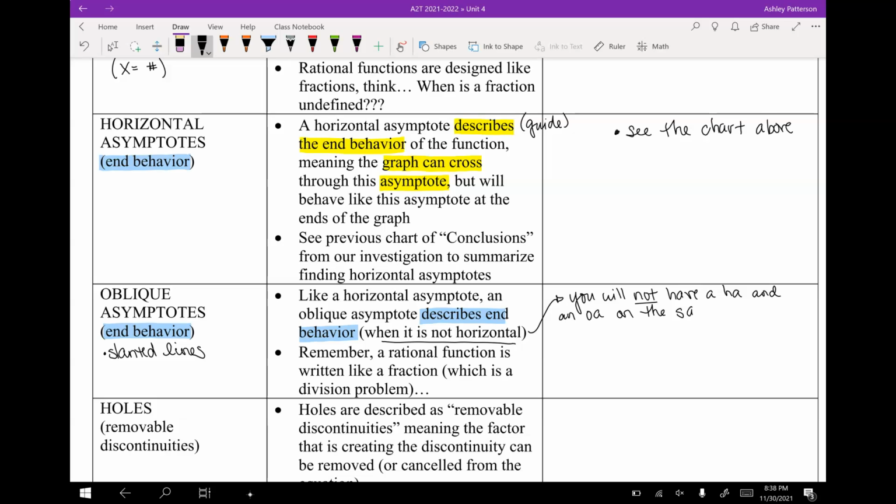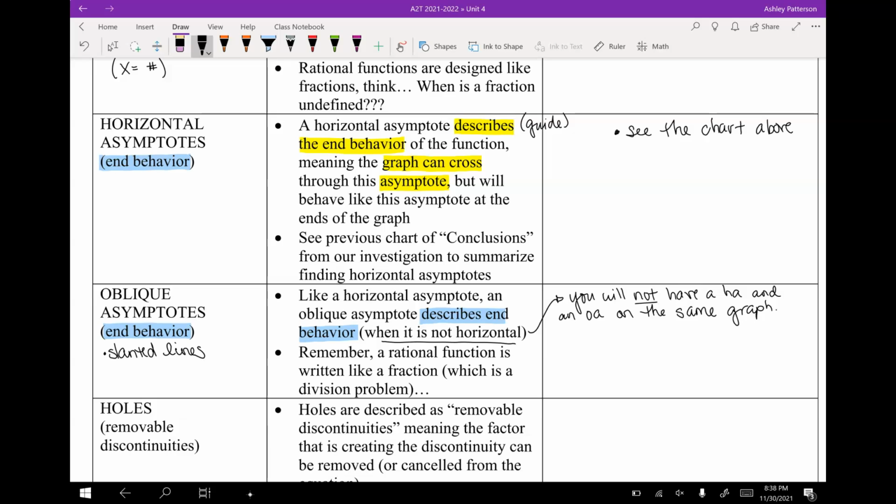They do not coexist. Why? Well, because of where they come from, and we'll talk about that in a second, but also because their purpose is to guide the end behavior. If you have an oblique and a horizontal asymptote, your function's confused. Where does it go to the left and to the right of the graph? Do I go to the horizontal asymptote? Do I go to the oblique? I don't know. Okay, so they will not coexist on the same graph.